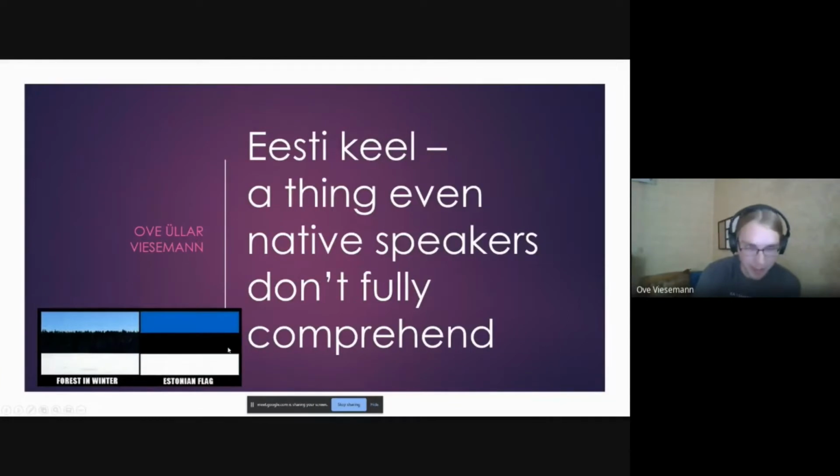this little meme here in the bottom left corner. It's: Our nature is beautiful, so is our flag.